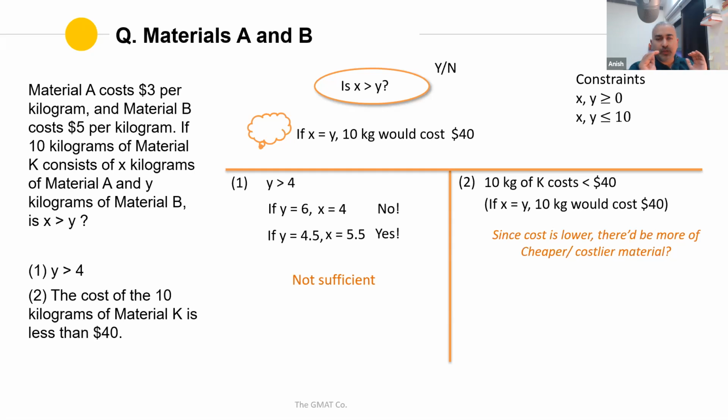Had the two quantities been equal, then the cost would have been $40. Here, the cost is actually less than $40. So, which material would be more, the cheaper one or the costlier one? The cheaper one. Yeah, the cheaper one would be more. Which is the cheaper one? Material A. The corresponding weight is X. So, this actually tells me that X is greater than Y. And therefore, the answer to this question is B, not C.